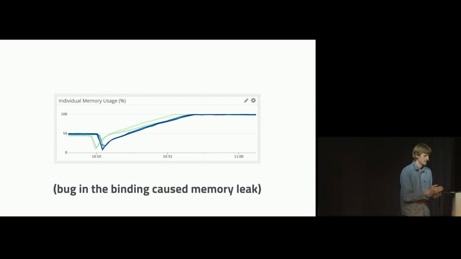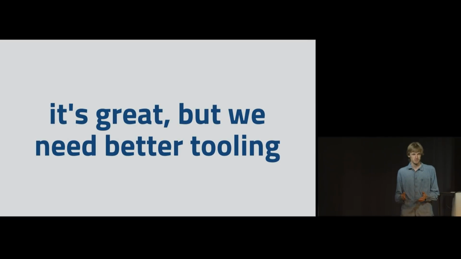The problem is when things go wrong. This is a bug I introduced 2 days ago. After deployment, all the servers ran out of memory. The reason was that there was not a bug in the Python code, and not a bug in the Rust code. There was a bug in the shim between them that caused the destructors never to run. So memory was just never freed. I think it's great, but we need better tooling.